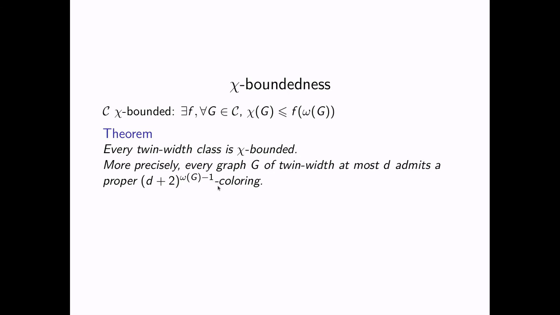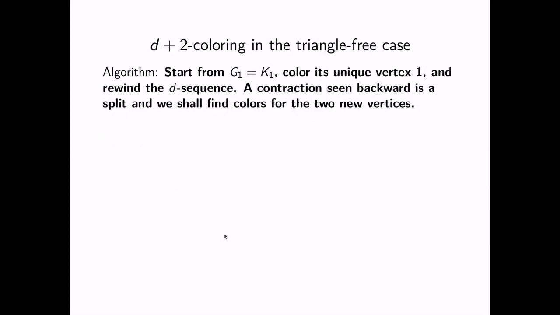So you can color with that many colors. You see the dependency in the clique number is exponential. It's an open question whether it can be made polynomial. For the special case of bounded rank-width, we know now, by a result of Bonnet and Mikhail-Pilichuk, that those classes are polynomially chi-bounded. For bounded twin-width, it's open.